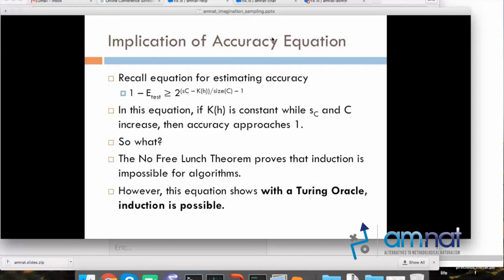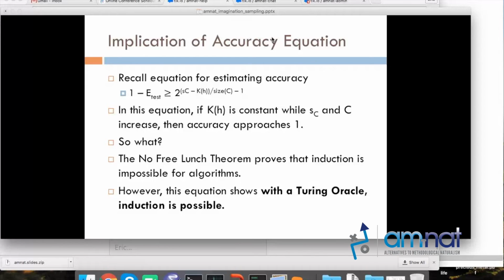So that means if you have a Turing oracle and you can figure out a good hypothesis with a low Kolmogorov complexity, you can actually derive general principles based on a limited number of observations, because S subscript C does not have to cover all of A in order to get accuracy that's better than just randomly guessing.